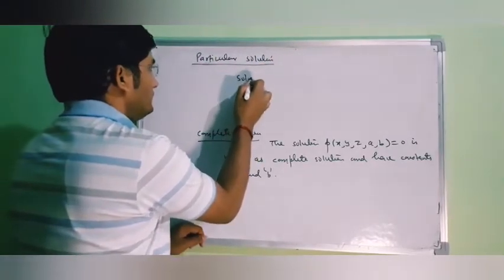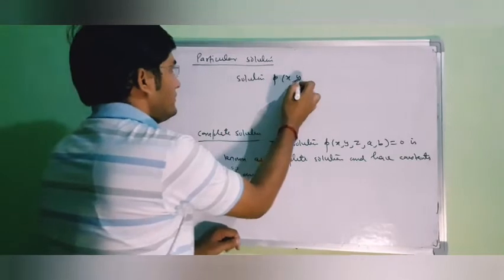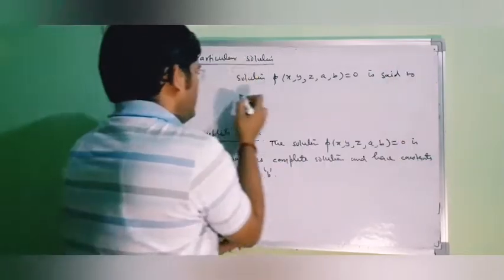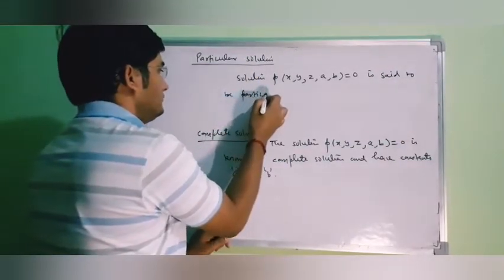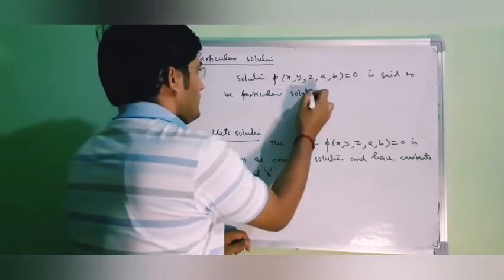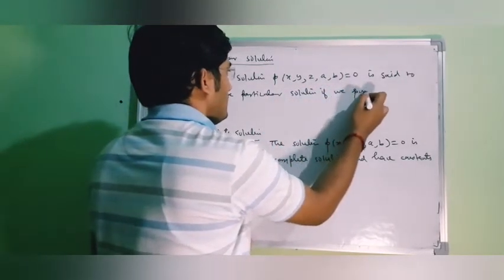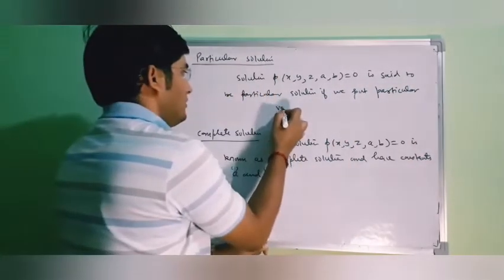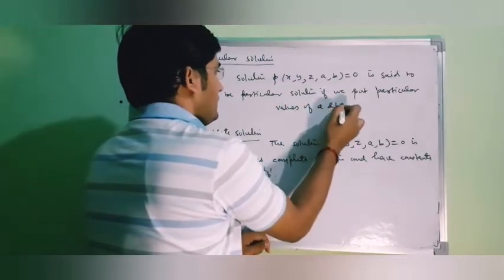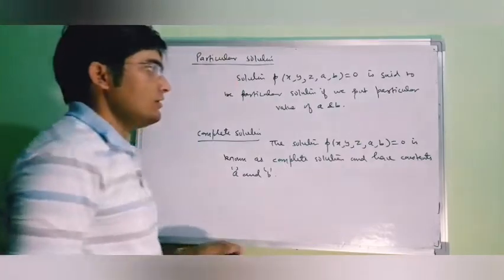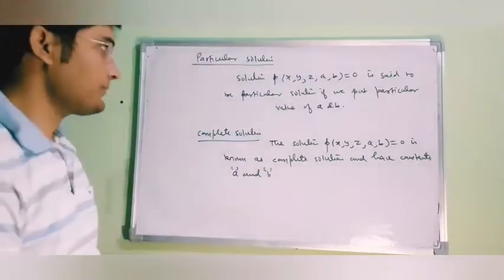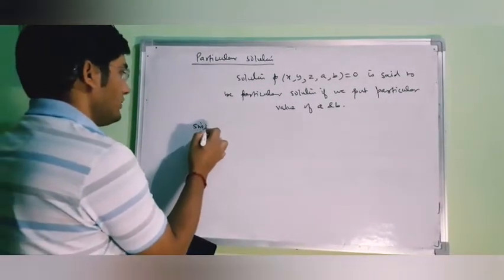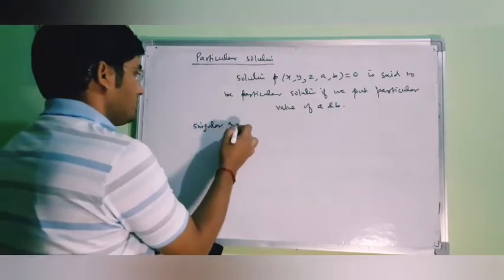So solution phi x, y, z, a comma b equal to 0 is said to be a particular solution if we put particular values of a and b. If we put particular values of a and b, then this solution is said to be a particular solution. Then singular solution or singular integral.